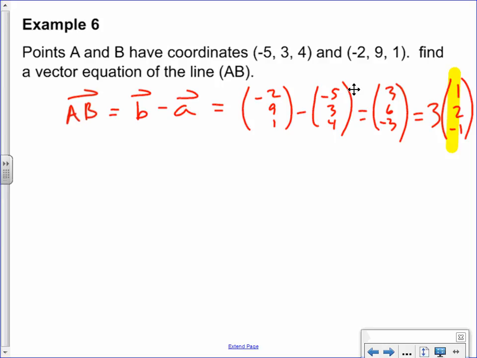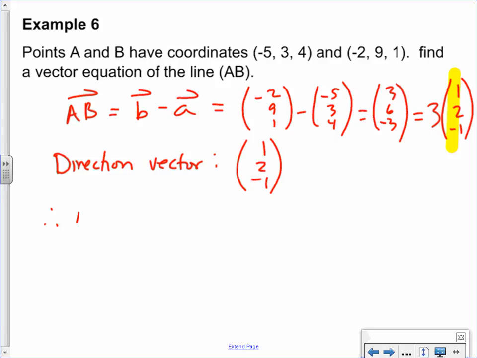So that 1, 2, negative 1 becomes our, is that the position vector? Is that the direction vector? Yes, the direction vector, I have them all mixed up on here. Here we go, direction vector. You're right. And since the line goes through any one of those points, let's pick the first one.